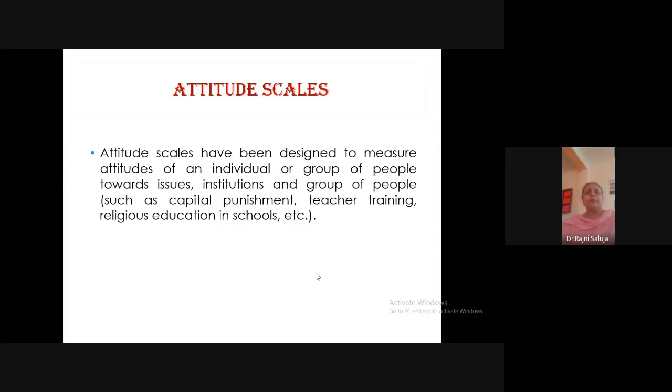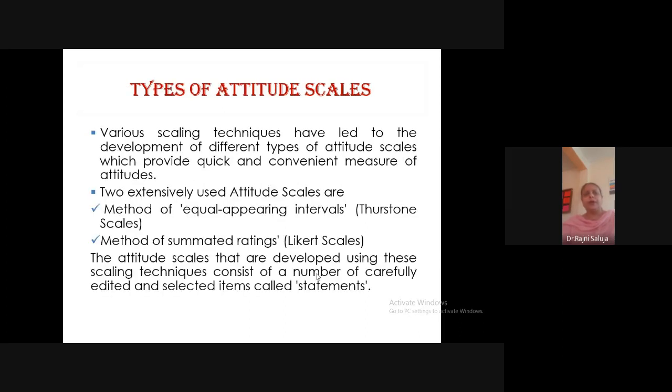Now, there are different types of attitude scales, but the most commonly used ones are the method of equal appearing intervals, that is Thurstone scale, or the method of summated ratings, that is commonly known as Likert scale. Now we will discuss it in detail.